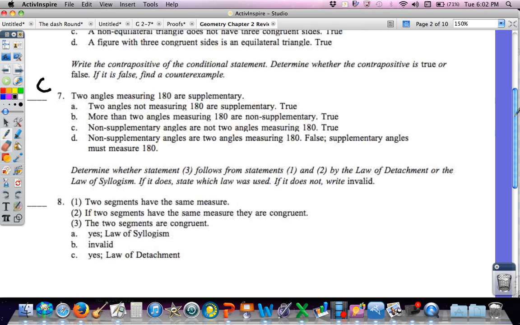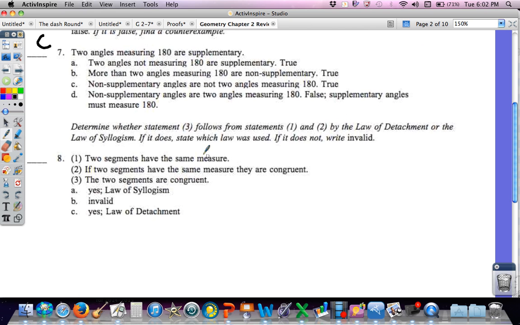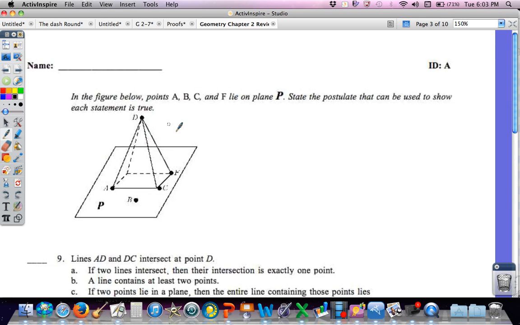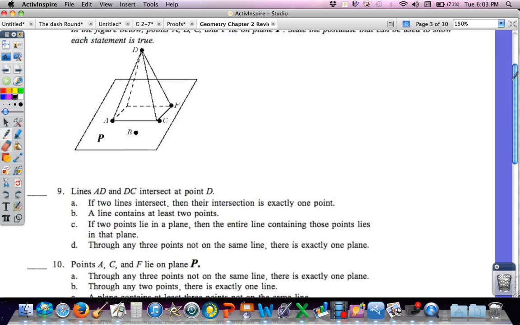Number 8, two segments have the same measure. If two segments have the same measure, they are congruent. The two segments are congruent. So tell whether 3 follows 1 and 2. In this case, the answer is yes. It's the law of detachment. Two segments have the same measure, and if they have the same measure, they are congruent. And two segments are congruent. We're only dealing with 2 things here. Basically, 2 segments are congruent, they have the same measure. It is C.